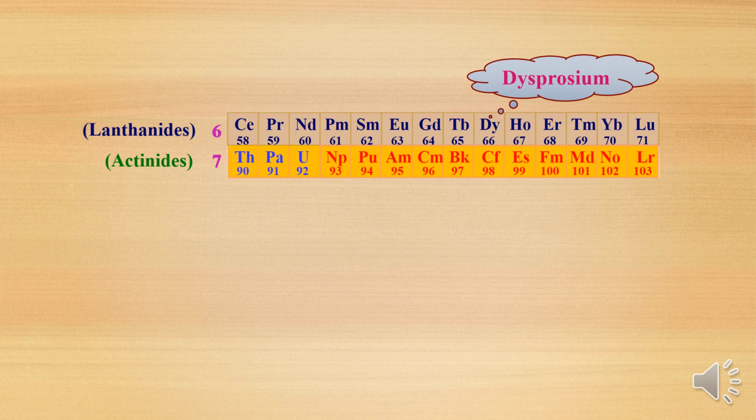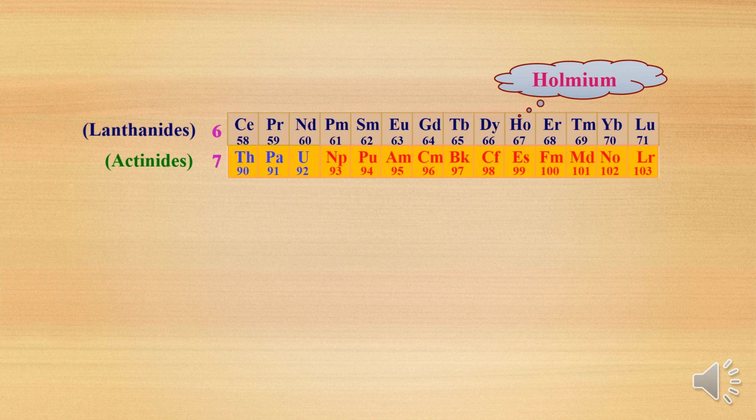Atomic number 66, dysprosium. Atomic number 67, holmium. Atomic number 68, erbium. Atomic number 69, thulium. Atomic number 70, ytterbium. Atomic number 71, lutetium. So these are lanthanides, that is the F block elements.